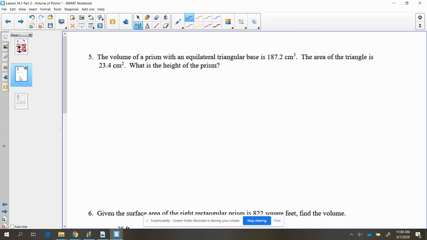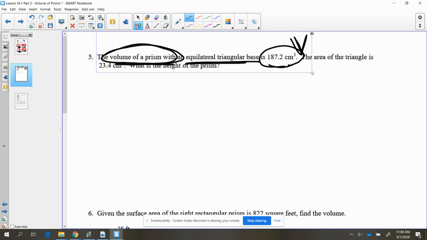Now on the back, if you flip your page over, the volume of a prism is what we are looking for. The volume of the prism with an equilateral triangular base is 187.2. So they're giving us that volume. Notice they gave us the cubic units, so that's kind of our indicator. They also gave us the area of that triangular base, 23.4. So they gave us that area. What we're looking for here is the height of our prism.